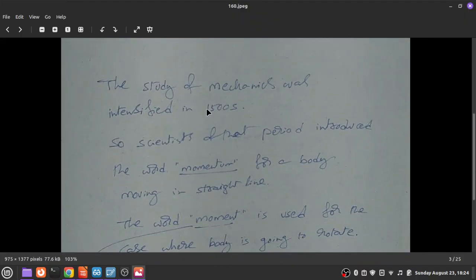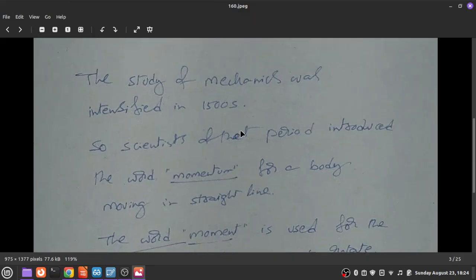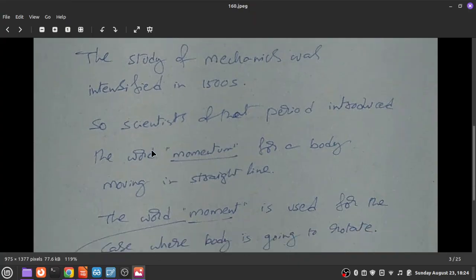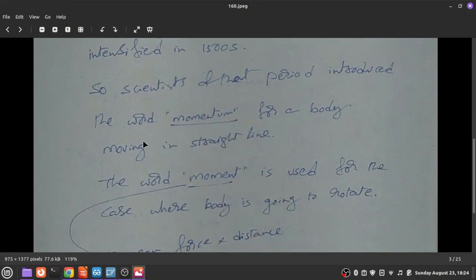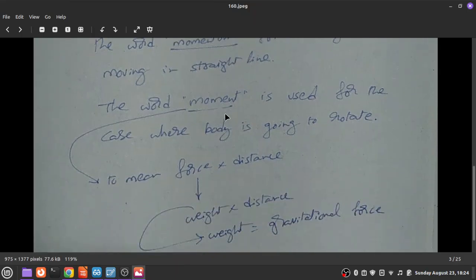Weight into distance. The study of mechanics was intensified in 1500 AD. So scientists of that period introduced the word momentum for a body moving in a straight line. If a body is moving in a straight line, they called momentum mass into velocity. The word moment is used for the case where a body is going to rotate, to mean force into distance.